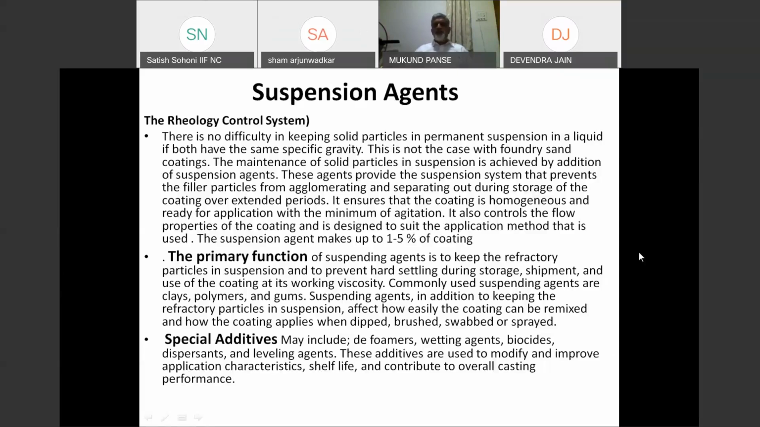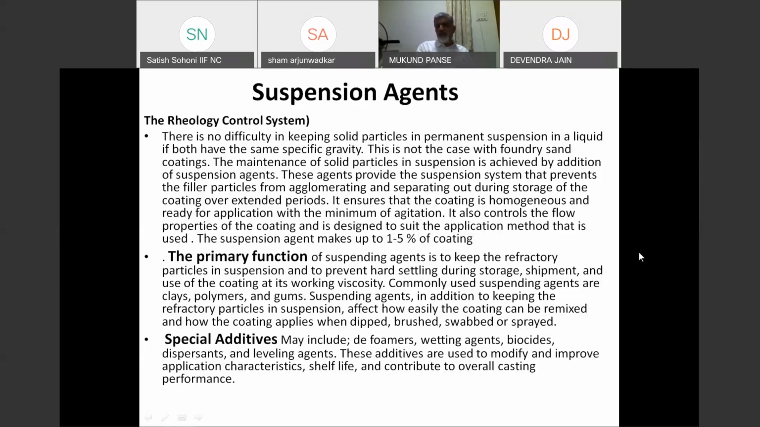The primary function is that it should not allow the refractory to settle in storage and shipment, and should not form a hard layer at the bottom. That is, the bench life of the paint when kept in a container should be fairly good. Otherwise, a very hard layer will be formed, and then it will not get mixed with the thinner or alcohol properly. Also, it should be possible to easily apply the coat by brushing, swabbing, or spraying.